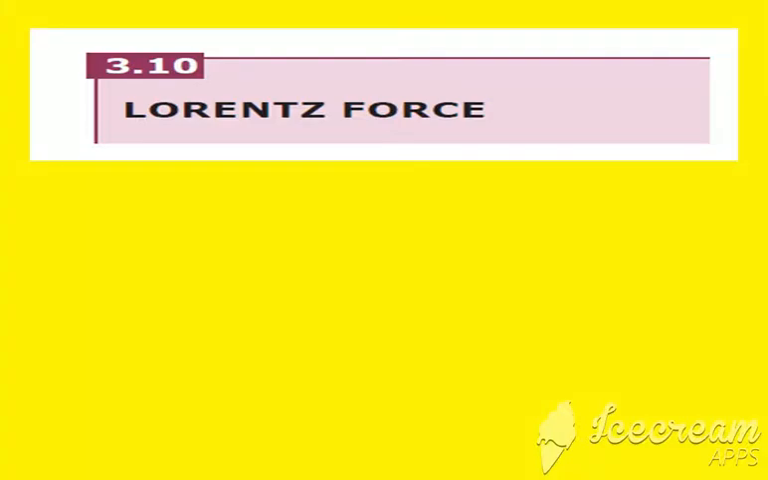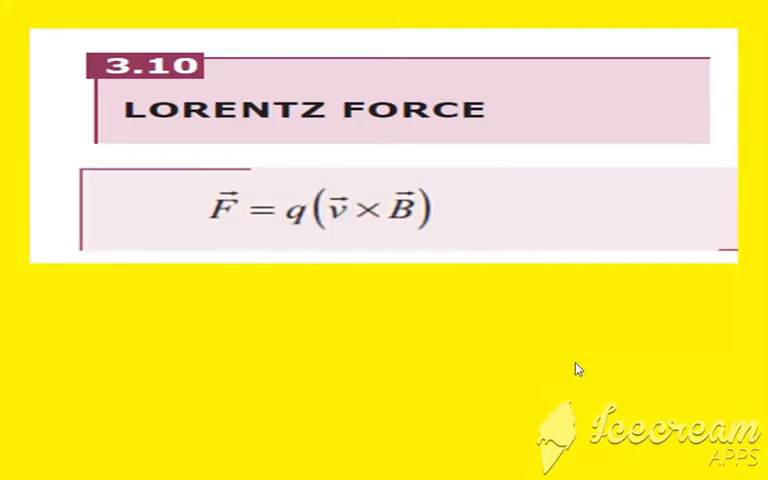Good morning students. The topic we are going to see today is Lorentz force. The formula for the Lorentz force is given by F = Q (V × B). What do these terms mean? F denotes the force, Q is the charge, V is the velocity and B is the magnetic induction.